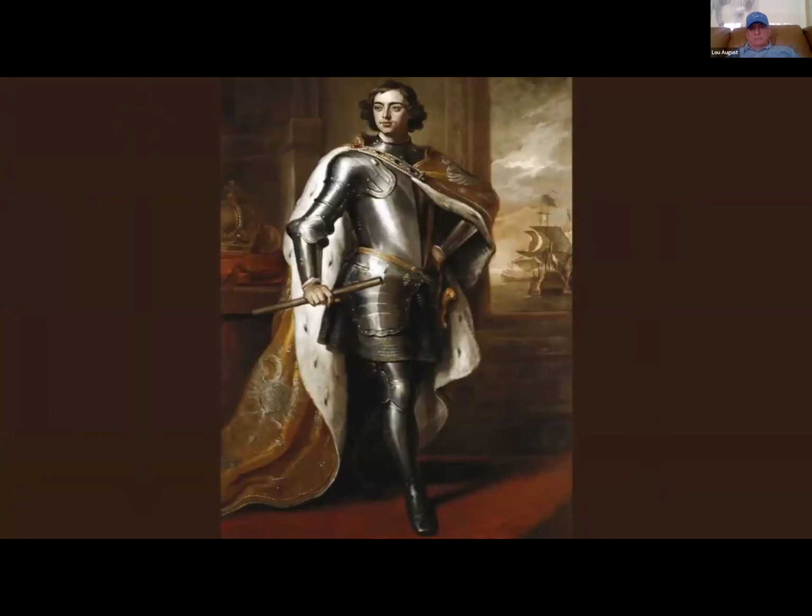Standing 6'8" tall, Peter was a man of immense energy and ambition who sought to modernize Russia and emulate the achievements of Western Europe. In adopting Western ways, he went so far as to force state officials and members of the military to shave their beards. He even introduced a beard tax to this effect.